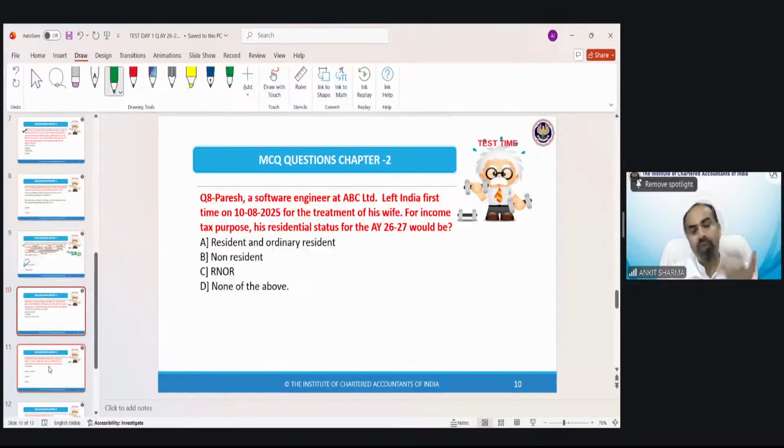What we do? We read the question and start solving it without understanding which provision it relates to. Like question number 8. First of all, what should we do? We should understand whether it's a normal condition case or a special condition case. So can you tell me if question number 8 is a special condition or a normal condition case?